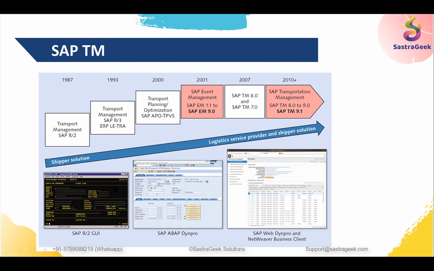So in the R2 world, this screen was very bad. It looks like a programming screen, but yeah, it was like that initially. And then this is a LETRA transaction where the shipment was created and it has some events traced out. And then this is the WebDynpro NetWeaver access, which is the latest one of TM 9.1. So let me move to the next one.